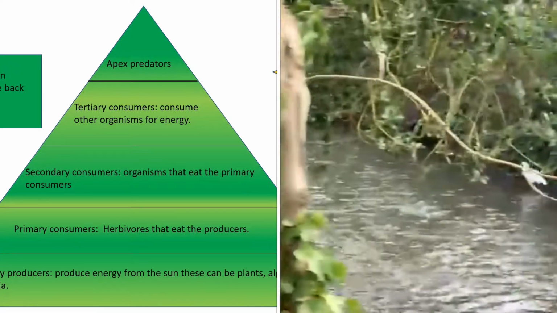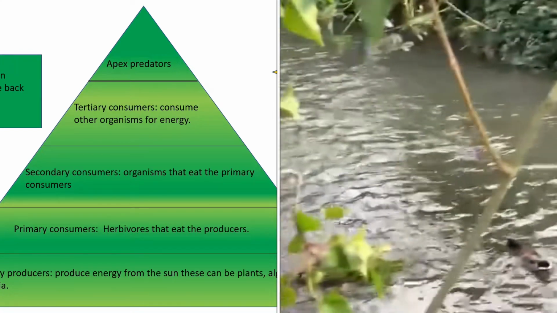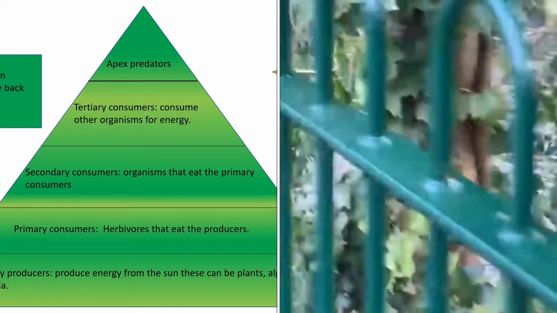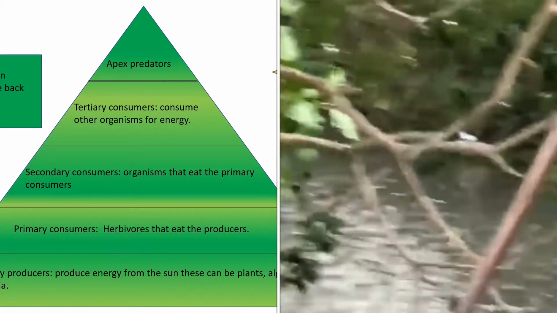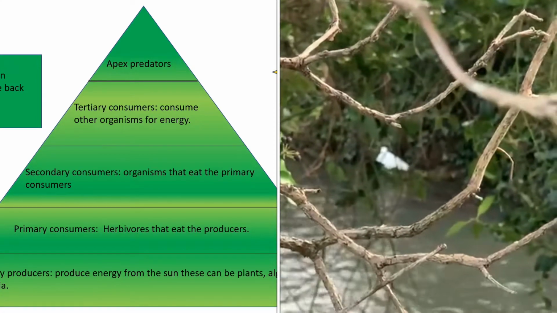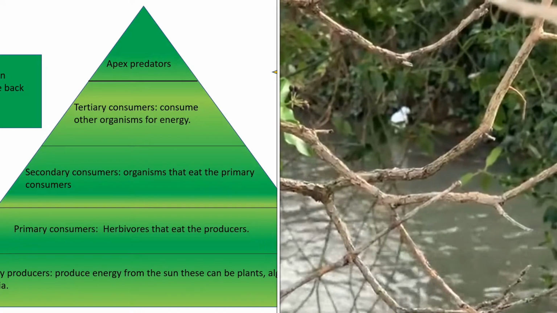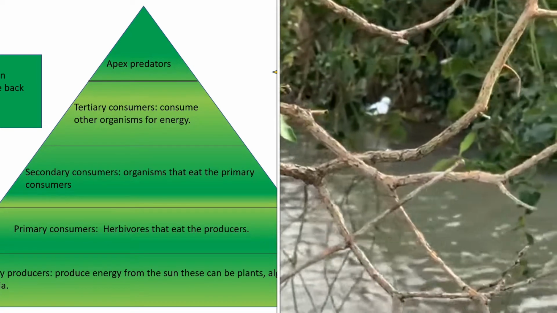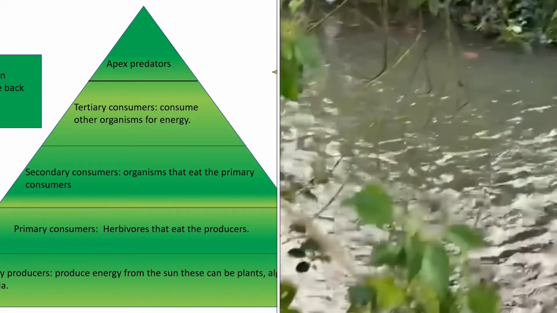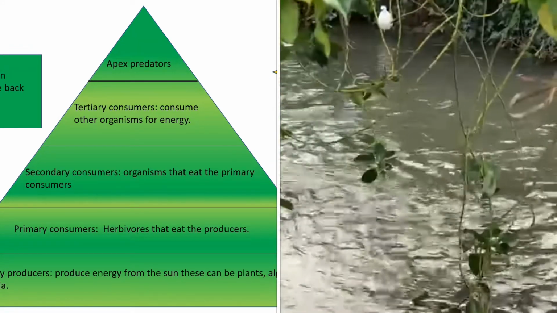Primary consumers, herbivores that eat these plants. Secondary consumers, organisms that eat the primary consumers. And tertiary consumers consume the other organisms for energy. And then we have the apex predators. The sun provides the energy, and once the energy is passed from these animals and they die, decomposers break down decaying matter and give back recycled nutrients.